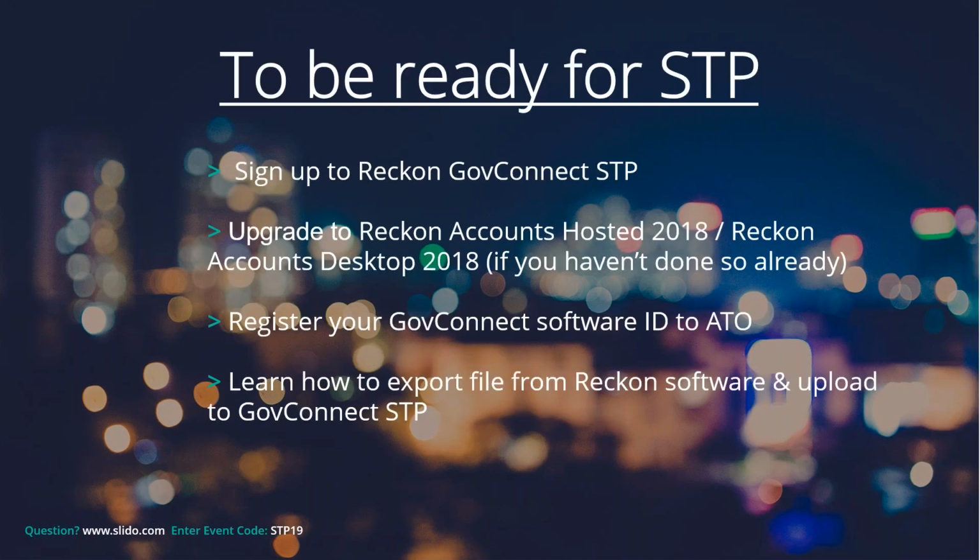So to be ready for STP, what you really need to do is sign up for our STP product, Reckon GovConnect STP. It's for free. You do need to make sure you're on our latest products for Reckon Accounts Hosted 2018 and Reckon Accounts Desktop 2018 and later. Most of you are probably on the current versions, so you should be okay there. Register your GovConnect software ID to the ATO, and finally learn how to export the files from Reckon software and upload them to GovConnect STP.